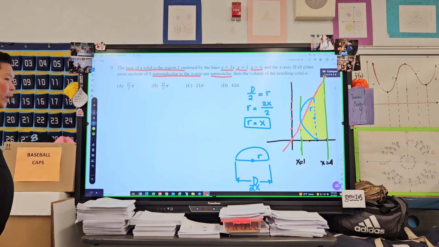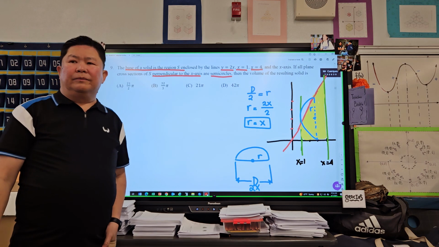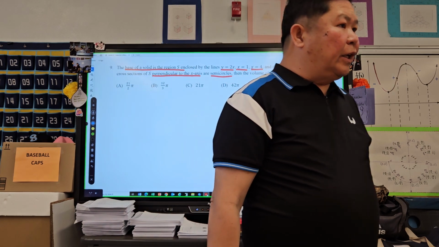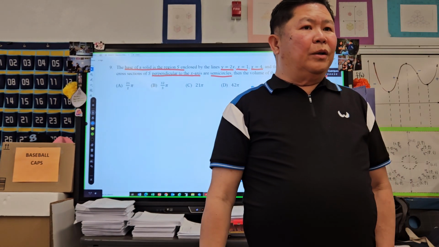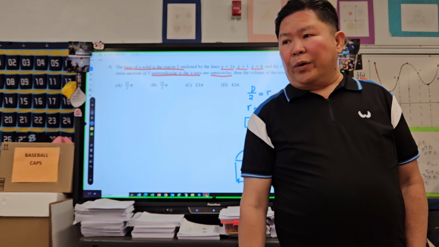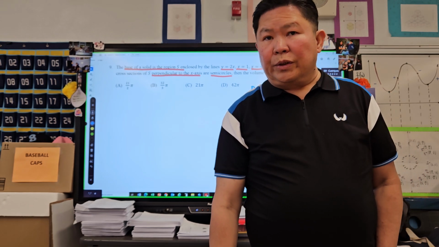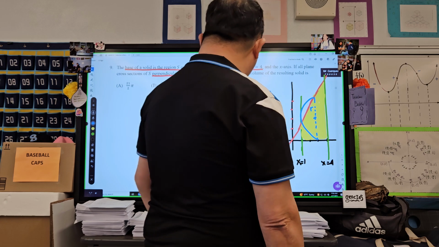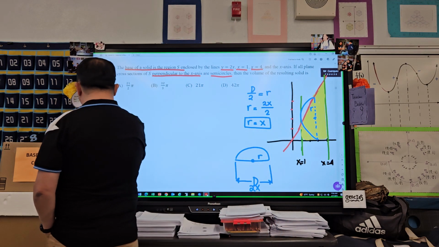Then, what is the formula for the area of a semicircle? Pi r squared over 2. So that's the formula. Okay? We have volume.